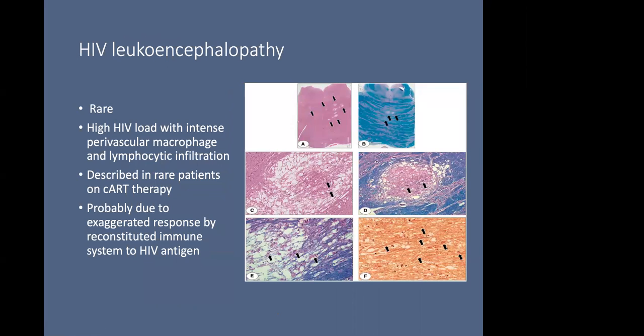Other than encephalitis, AIDS can also produce a necrotizing leukoencephalopathy that is restricted mostly to the white matter. It is rare. The lesion shows high HIV load with intense perivascular macrophage and lymphocytic infiltration. This is a rare condition and has been described in patients who are receiving CART, the combination antiretroviral therapy, and they occasionally show this specific white matter involvement.